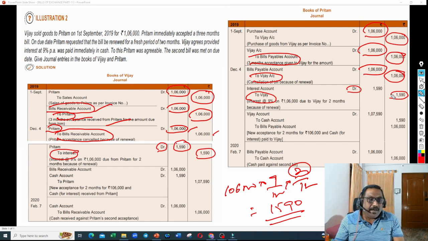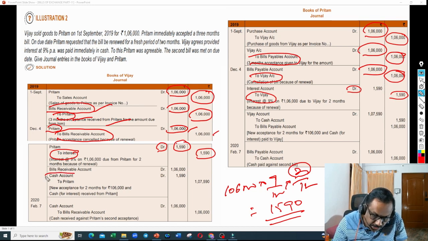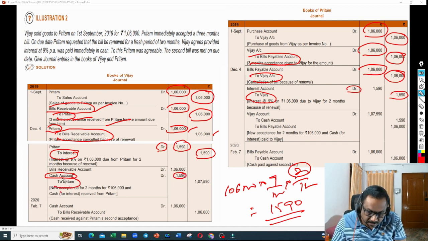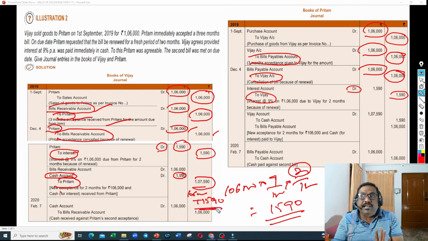Then what happened? For this interest amount we have written the due entry. This amount has to be paid by Pritham, right? So for that, see here, cash account debited 1,590 and Pritham account credited 1,590. In this, 1,06,000 plus 1,590, they made it as a combined entry here, but I'm telling you, you can separate and post it as well.